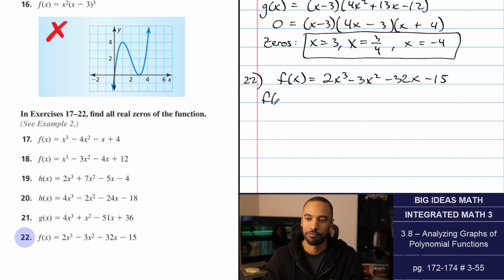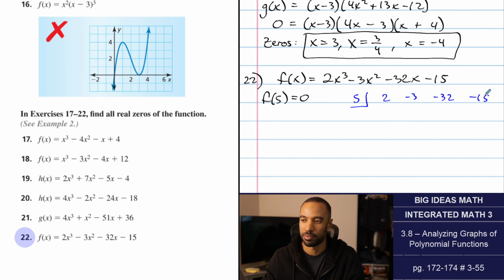F of 5 equals 0. So in using synthetic division here, see, we started doing this 3 sections ago. We're not even graphing these. I think I graphed the first one, right?